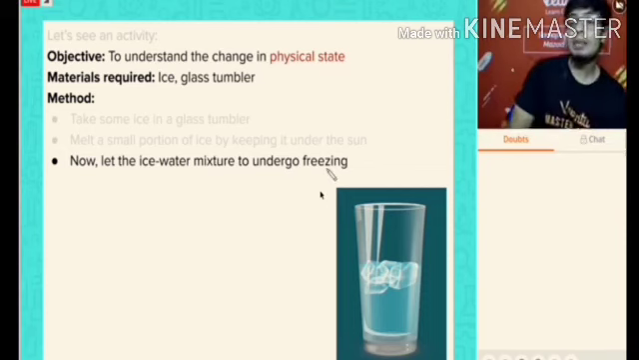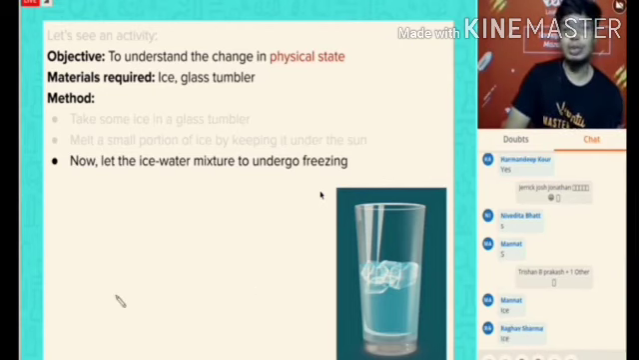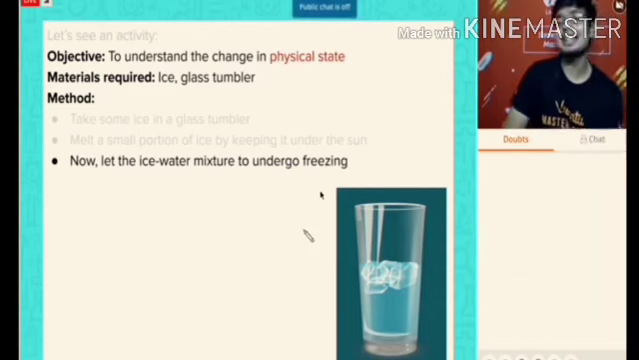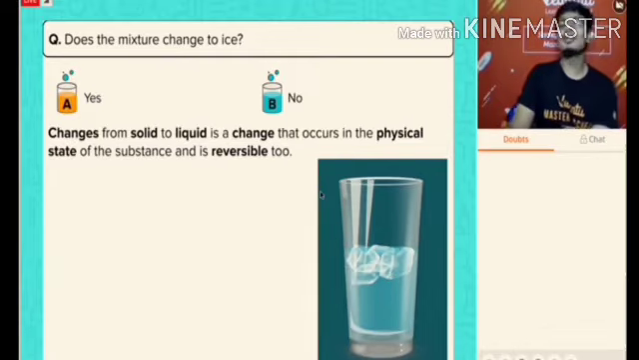Now, once you keep that in the fridge, what happens to the water? It turns back into ice. It freezes. The water freezes back to ice. Exactly, guys, all of you. Does the mixture change to ice? Yes, it does change into ice because it undergoes freezing.